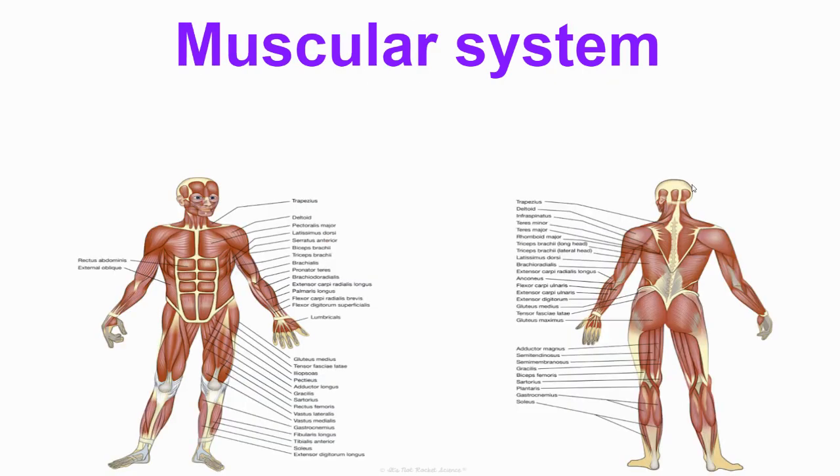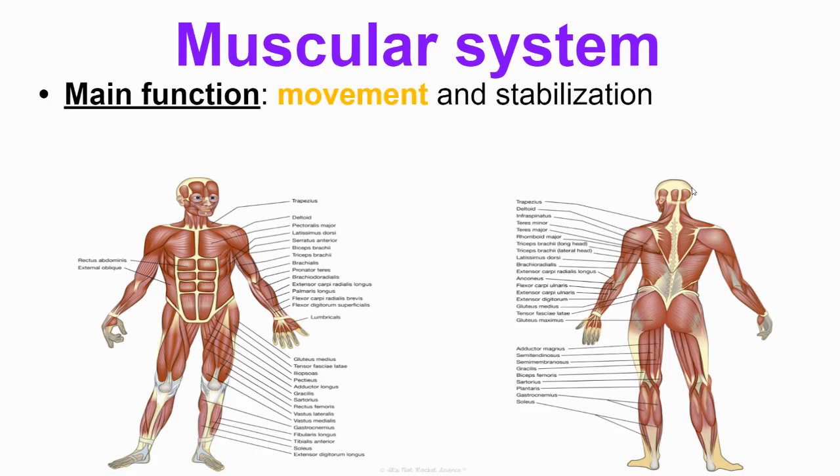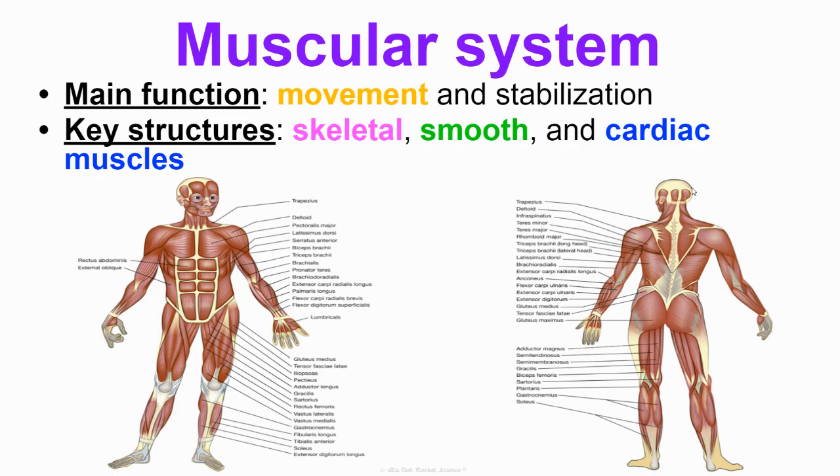Okay, the next system is our muscular system. The muscular system's main function is movement and also stabilization, particularly of our joints. Each of your joints, as we'll learn about, has a different range of motion. And a lot of what your muscles do is help to keep them within that specified range of motion. And so we're going to be learning about skeletal, smooth, and cardiac muscle cells as we go into that system.